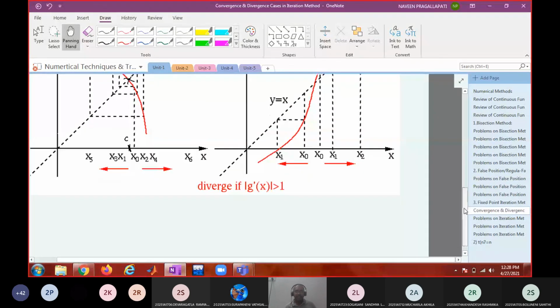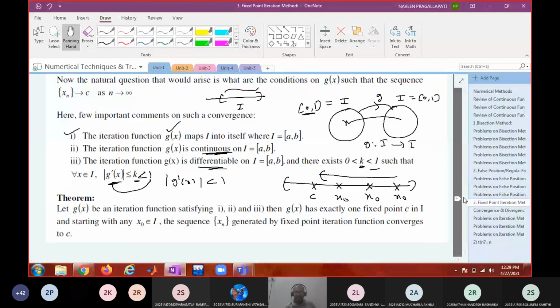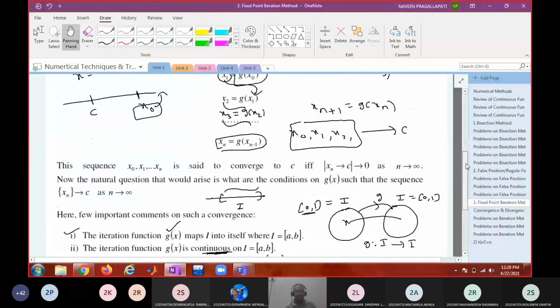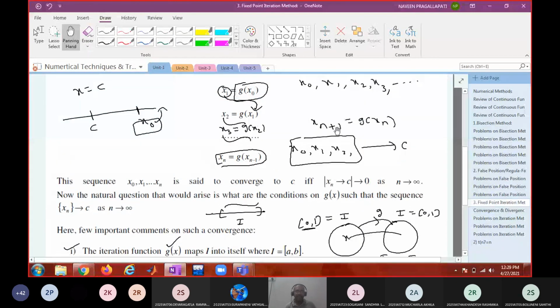So what is the formula for the sequence of approximations in the iteration method? x n plus 1 equal to g of x n. Is it okay?